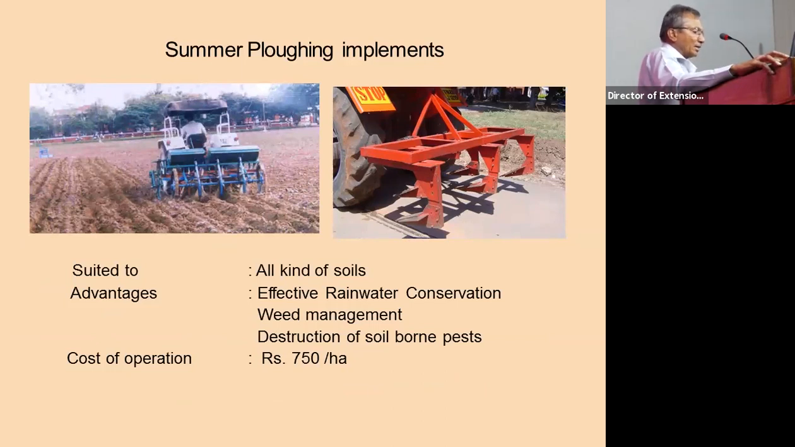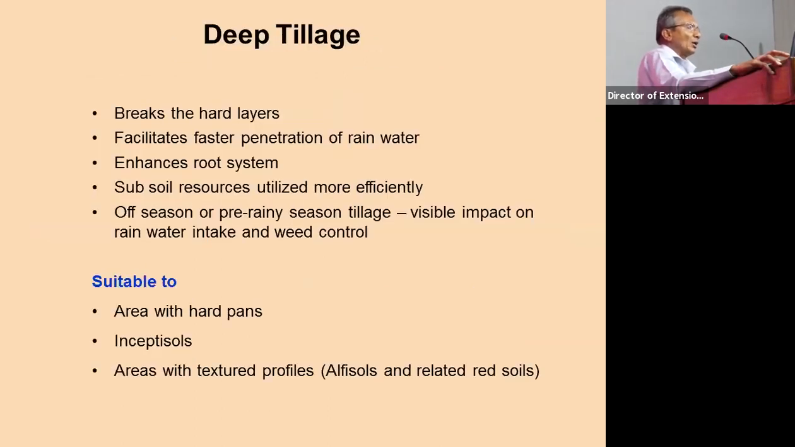Maybe destruction of soil-borne pests is also possible, exposing the pupa. I think that is not so problematic for rainfed groundnut now. Once it was very much problematic. Now we are facing these hoppers. The cost of the operation is about 750 per hectare, maybe a little high. You can get it by using the app.